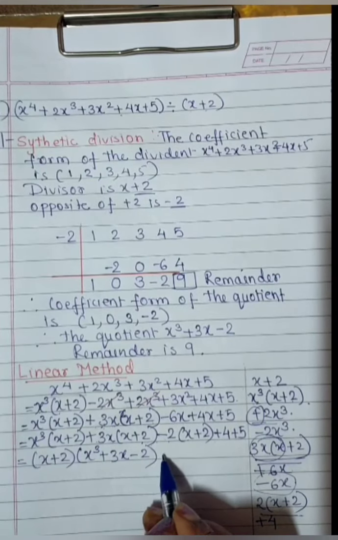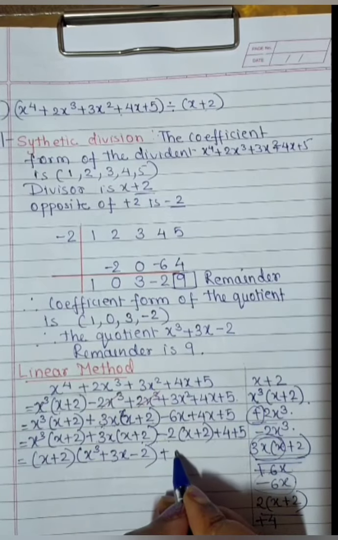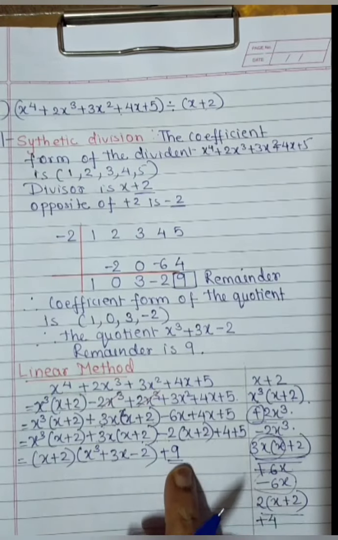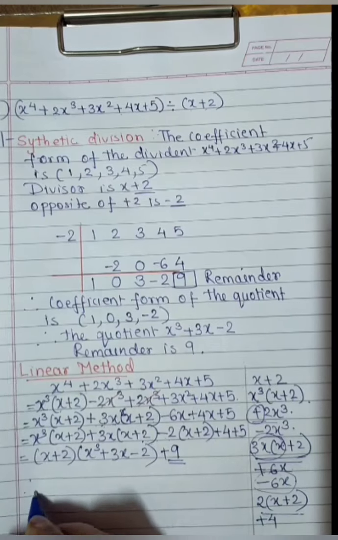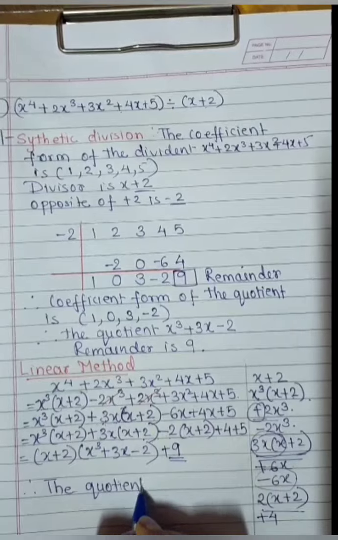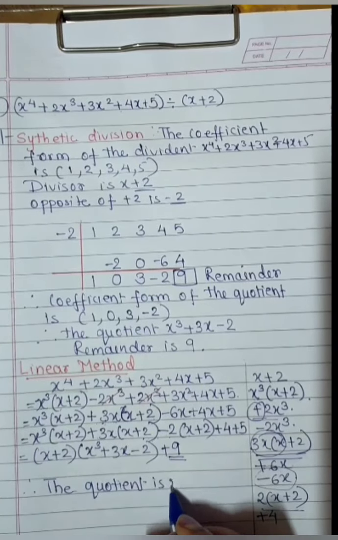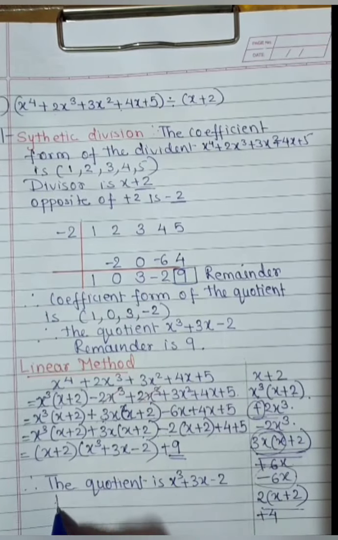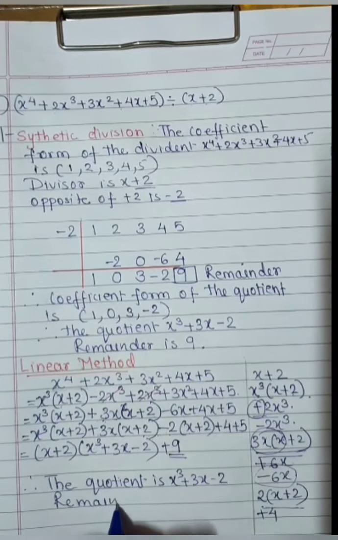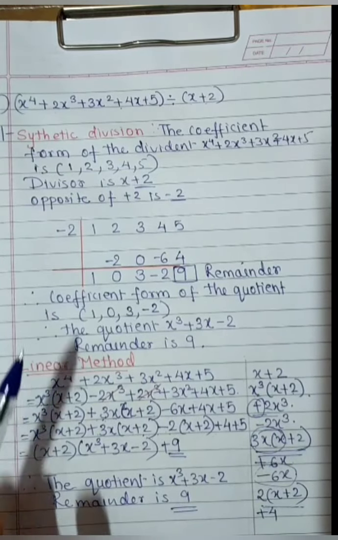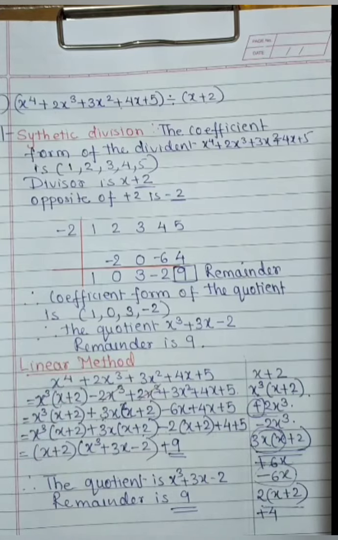Again here 4 plus 5 is what? 9, okay. This 9 is what? This is our remainder, therefore the quotient is x cube plus 3x minus 2, and the remainder is 9. See, in both methods we got the same answer. I hope you understood.